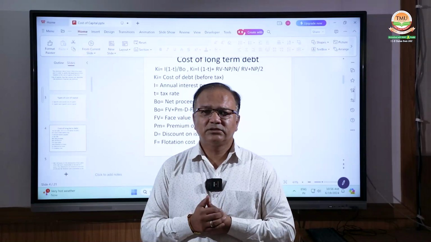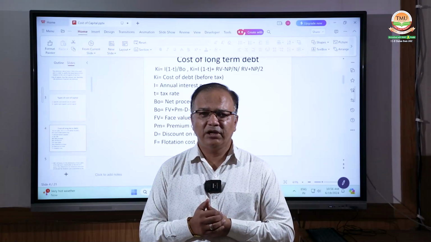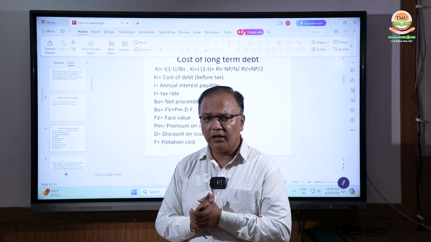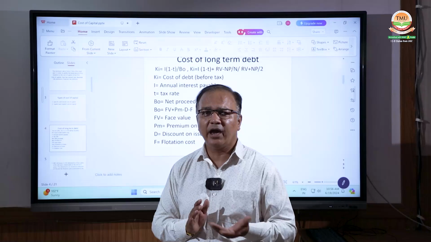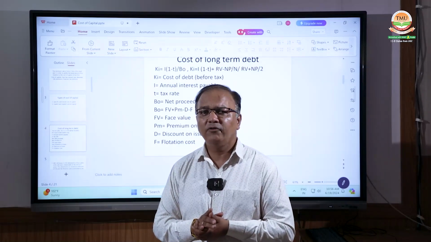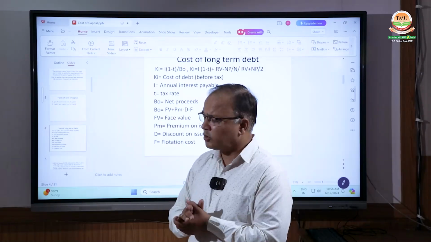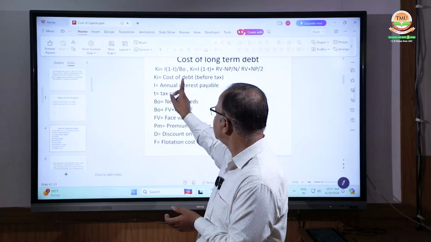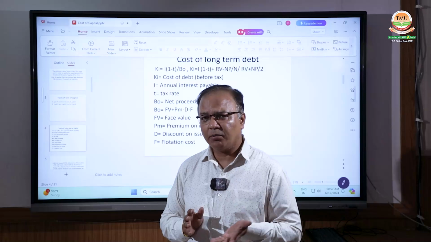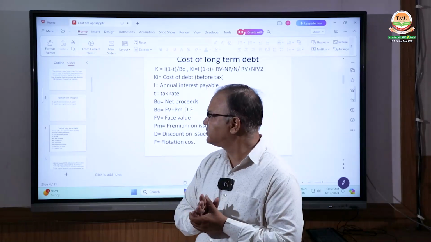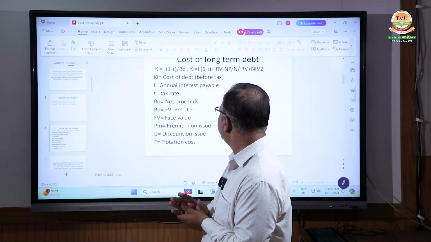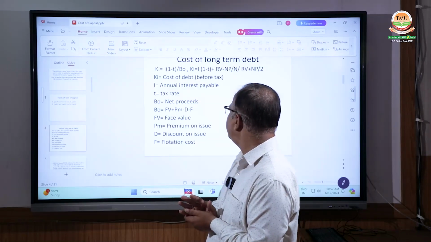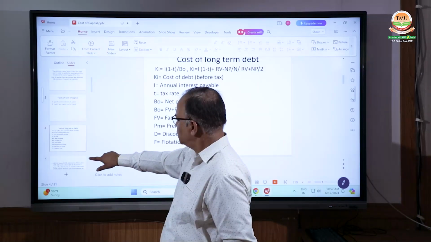Now let's do some practical problems so that this formula may be clear. Simple formula: KI and KD. Some books write KI and some books write KD for cost of debt. So KD is equal to interest into (1 minus T) divided by net proceeds, and another formula is KD is equal to interest into (1 minus T) plus (RV minus NP) by N, divided by (RV plus NP) by 2. Now let's do the problem.